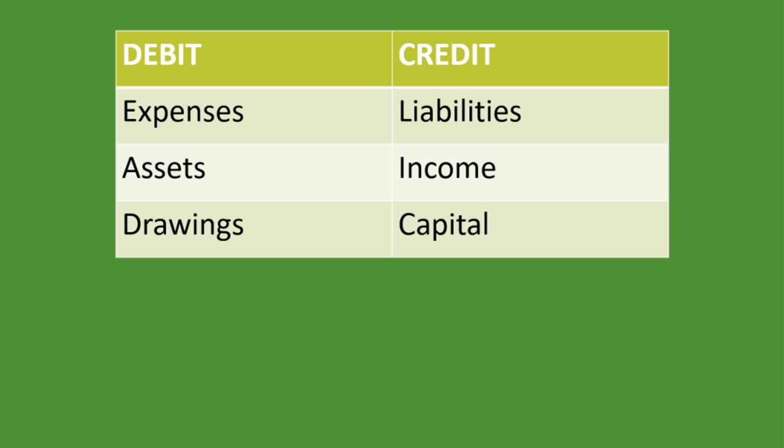Otherwise, I hope this tip has helped you to remember your debits and your credits. DEAD CLIC: debit expenses, assets, and drawings; credit liabilities, income, and capital. I hope that has made sense and you've gained value from these lessons.